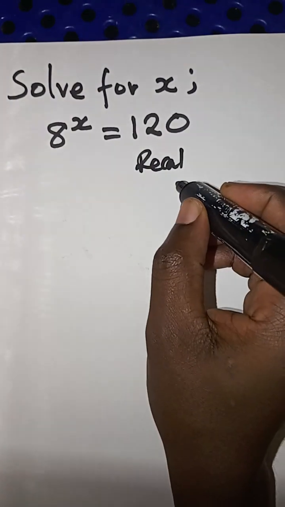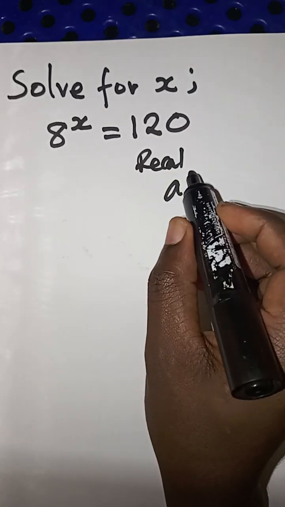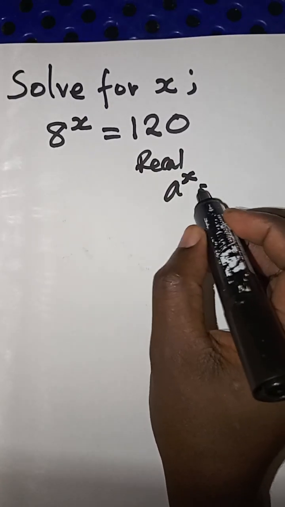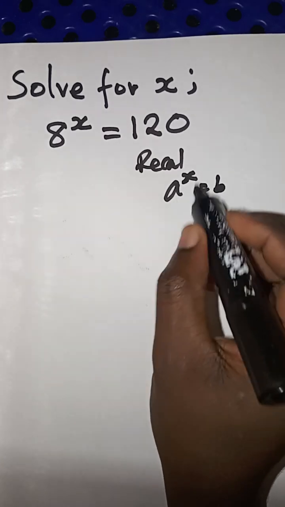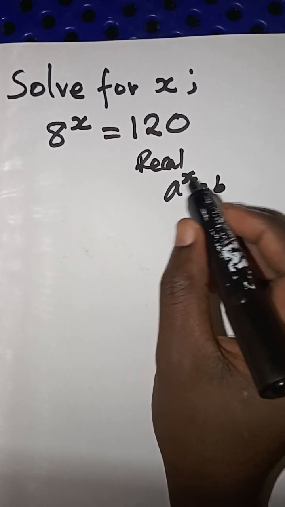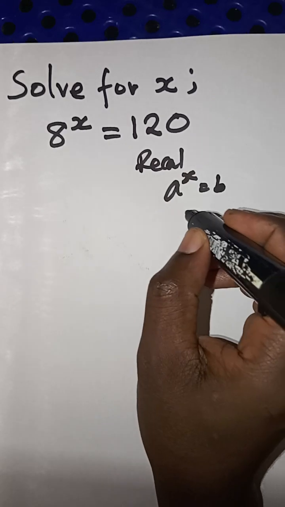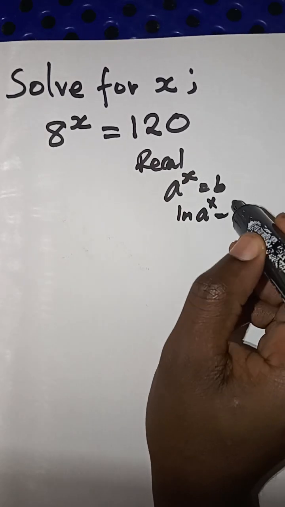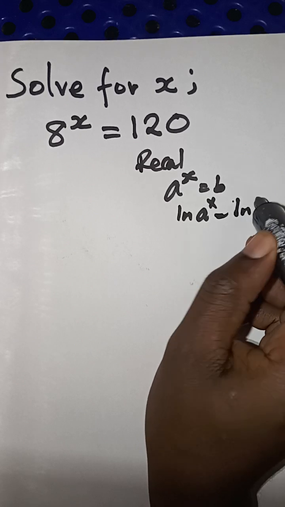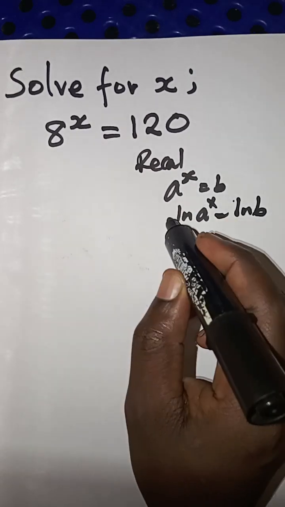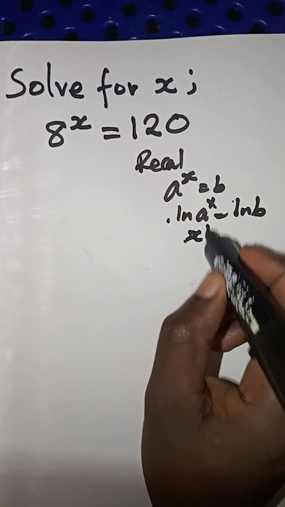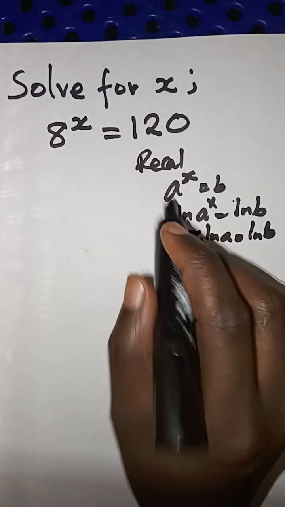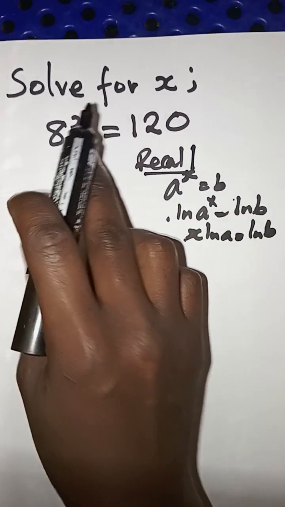You're going to recall that wherever you have a number to a given unknown exponent, then for you to remove this unknown power, you're just going to introduce the ln on both sides so that the x can come down as x ln of a is equal to ln of b. So this is what I'm going to use here.